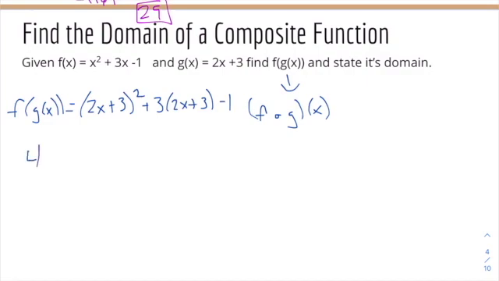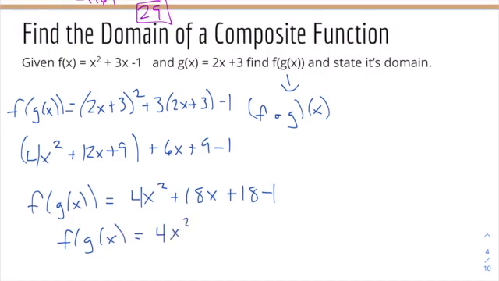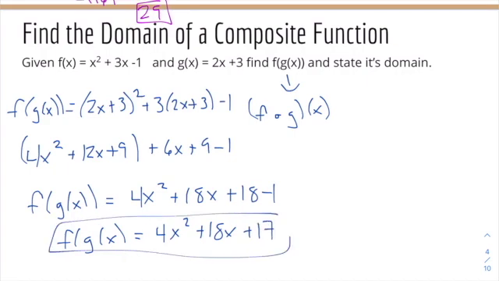So this is 4x squared plus 12x plus 9. That's when I square this. Plus 6x plus 9 minus 1. Now I combine like terms. I've got 4x squared plus 18x plus 18 minus 1. So f of g of x is equal to 4x squared plus 18x plus 17. So that's what f of g of x is. I plugged my entire function of g of x into that x, and then I expanded as needed.